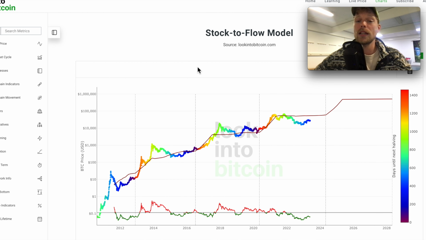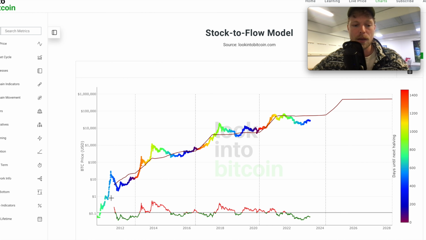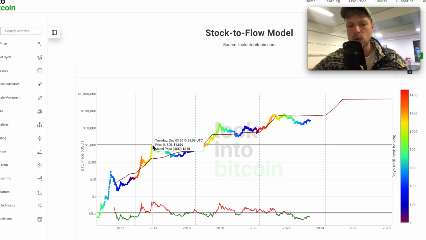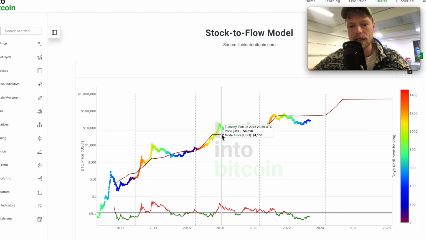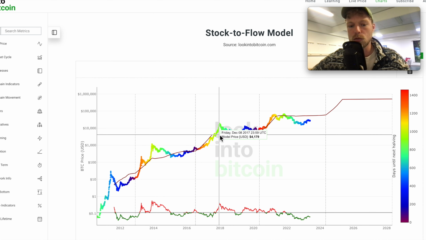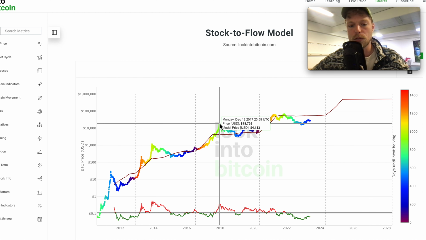So guys, let's have a look at the Bitcoin price in comparison with that stock to flow model. And we can see it already right here. We have a huge overshoot of the stock to flow model in the first bull market of Bitcoin. Quite a big overshoot, because the stock to flow model was $170. The price went to 1,090. That's almost a 10x, right? Then the next bull market, the stock to flow model was at 4,000 roughly. And then the price went to 18,000. That is roughly a 4x.